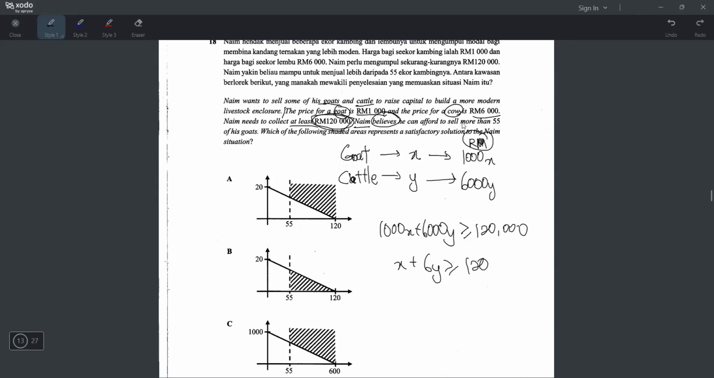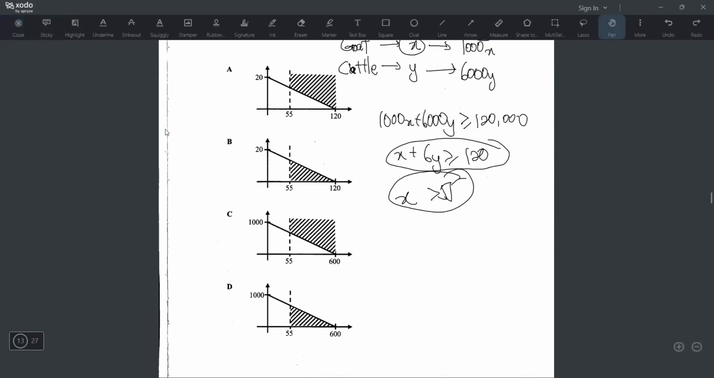Naim believes he can afford to sell more than 55 of his goats. Goats, we already use X to represent the number of goats. And then suddenly they say sell more than 55. So X is more than 55, like this. So this is your second inequality. Now they ask which of the following shaded areas represents a satisfactory solution for Naim. So first inequality, second inequality, and then A, B, C, D, which is the answer, right?